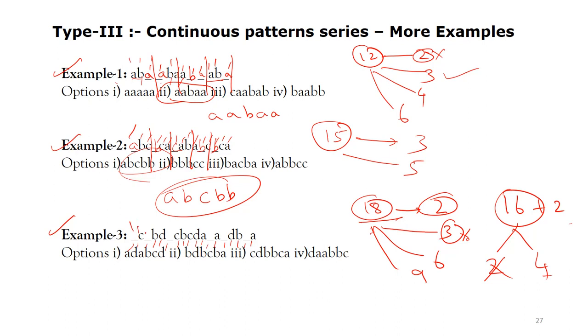So 1, 2, 3, 4. 1, 2, 3. Okay, let me erase this for you so that it will be clearer. Now let's solve. So 1, 2, 3, 4. 1, 2, 3, 4. 1, 2, 3, 4. 1, 2, 3, 4. Okay. Now see the pattern.